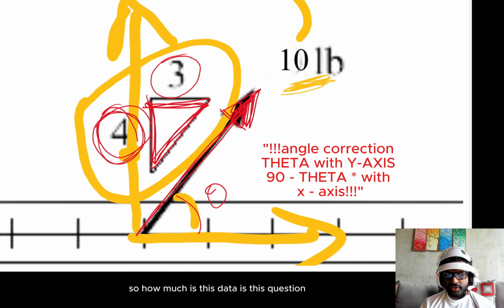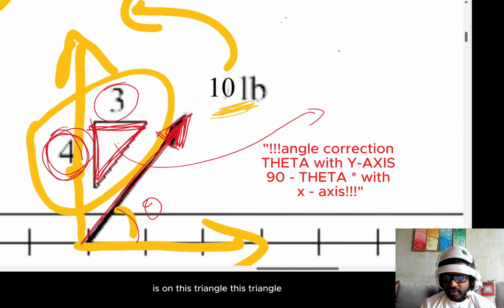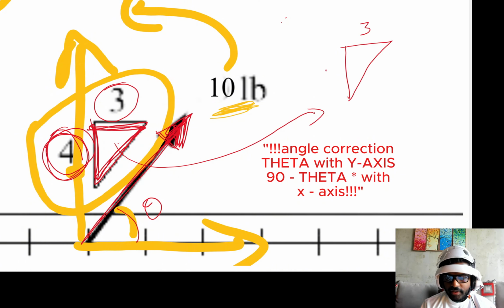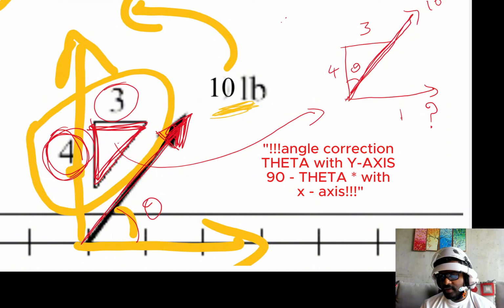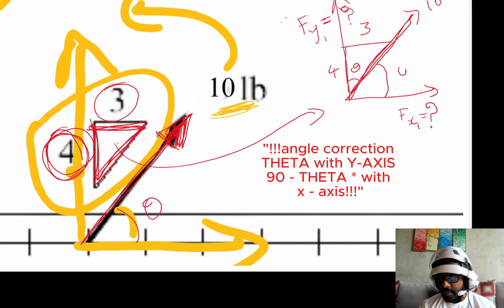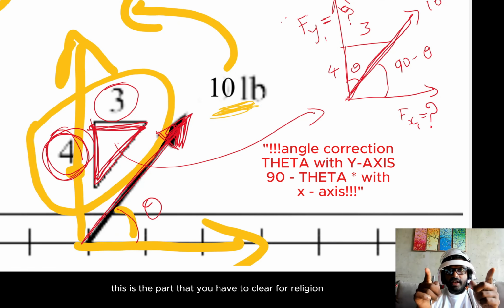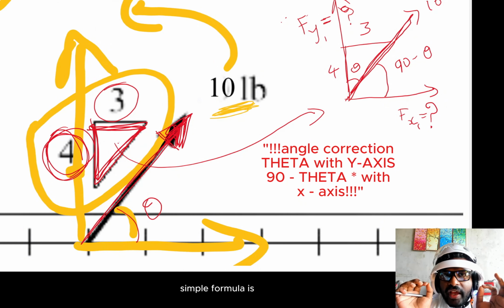So how much is this theta is the question. The way we find out what is the sine theta is based on this triangle. Let's write it down here. So we have 3 over here, 4 over here, the force going in this direction as 10, and we have theta here. Now this force over here is equal to Fx1 is equal to question mark. That is what we don't know. And also the y component of this F1 is equal to question mark. That also we don't know. So this angle will be 90 minus theta. So this is the part that you have to carefully listen to. Anytime you want the x component of any force, a simple formula is cos theta.